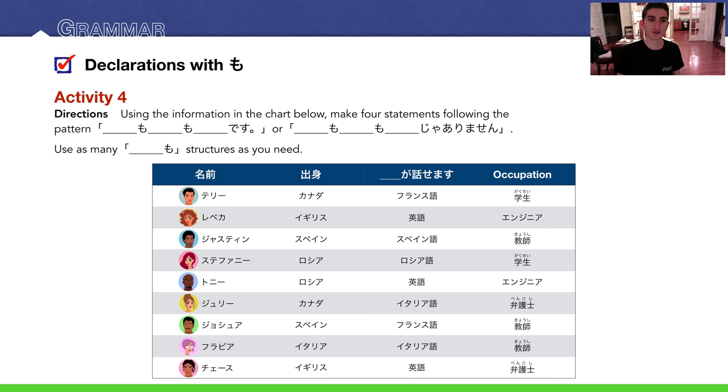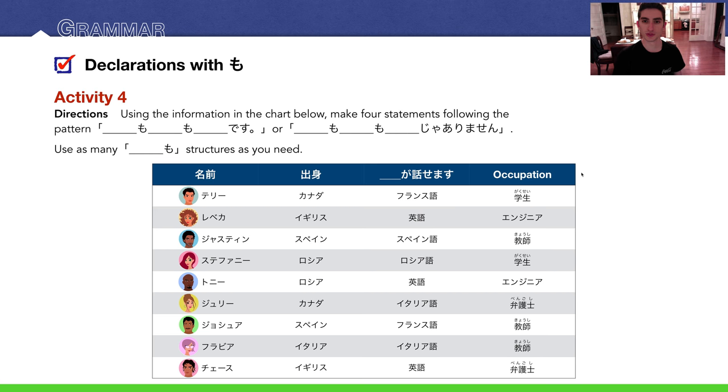All right. Next, we have activity 4. Using the information in the chart below, make 4 statements following the pattern 何々も何々も何々です。Or 何々も何々も何々じゃありません。Or ではありません。It's up to you. Use as many 何々も structures as you need. We can just keep building these. Both this person, this person, this person, and this person are related by one thing. You'll notice too, I've changed the year in school to an occupation. We're going to try to use some of that vocabulary that we brought up in our vocab section. So you can pause the video, try it on your own right now.